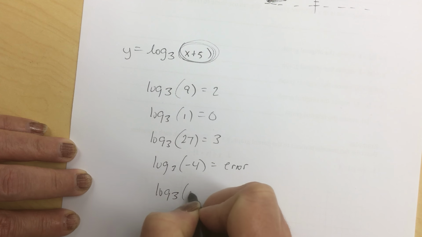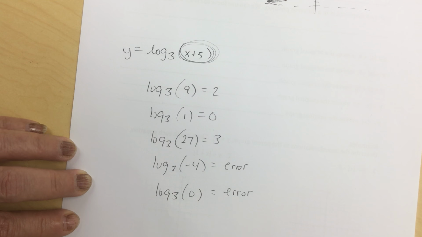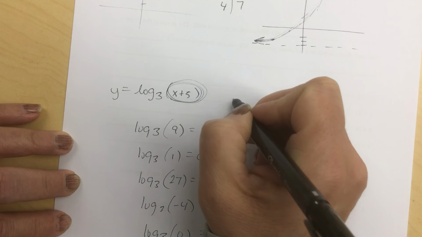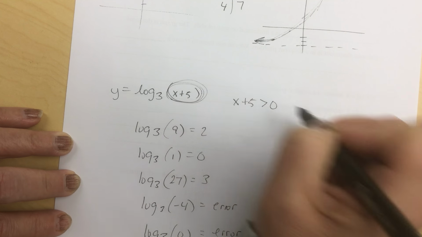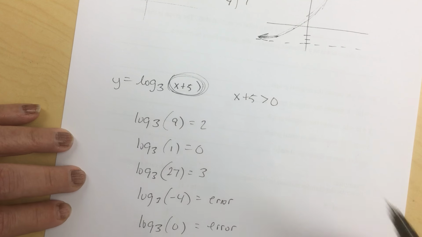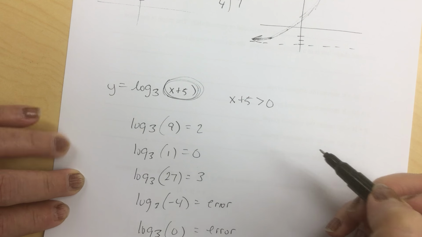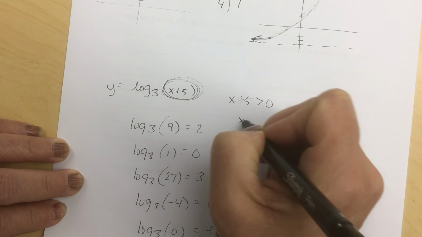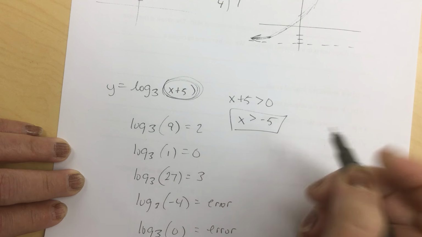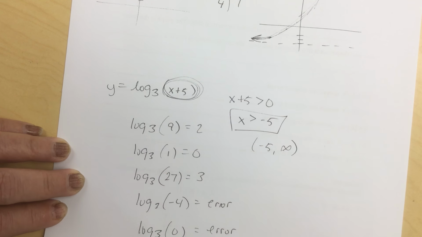Same with 0. I can't take the log of 0. I'm going to get an error. It doesn't exist. So you're looking for what numbers make that bigger than 0. So you just write that down. X plus 5 is bigger than 0. Not greater than or equal to, because it can't be equal to 0. It's got to be bigger than 0. It can be 0.000001, but it can't be 0. So then you just move that over, so x has just got to be greater than negative 5. So that's your domain. You could write it like that, or you could write negative 5 comma infinity.